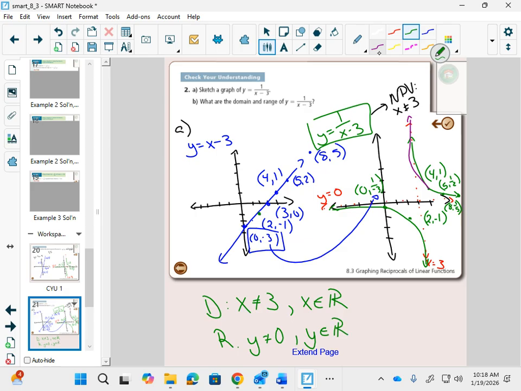Question? What does the euro sign mean? The euro sign? It's not currency. It's an E because it's element. It means is an element of. x belongs to all the real numbers.